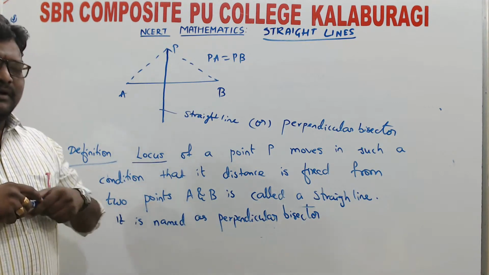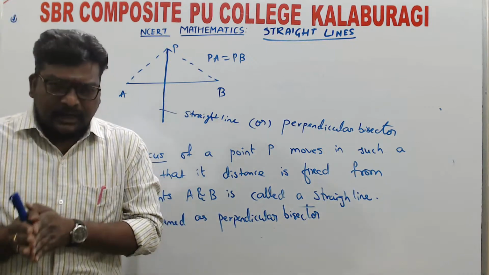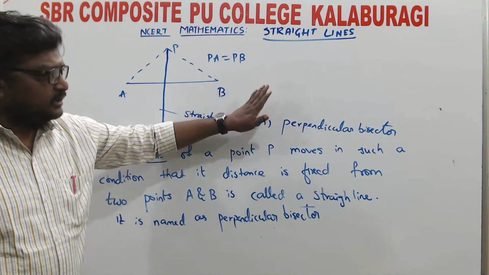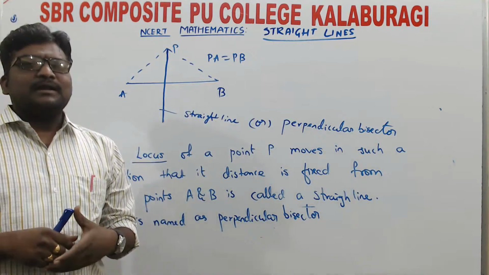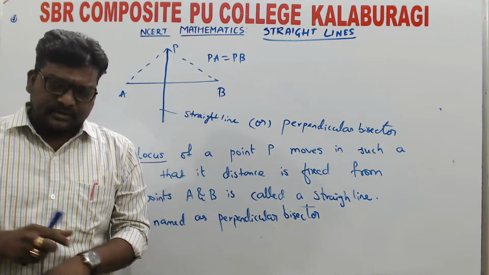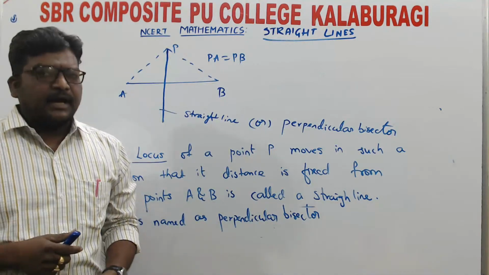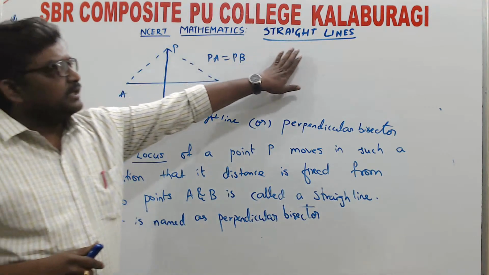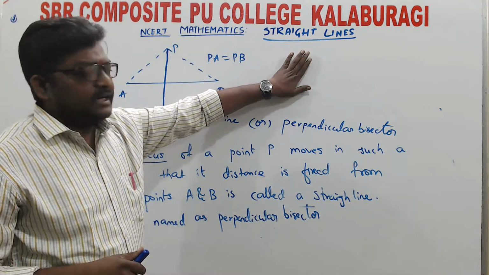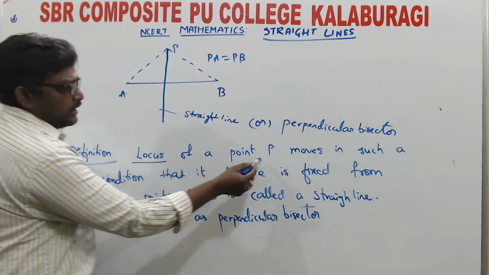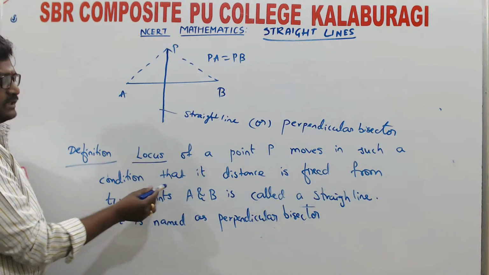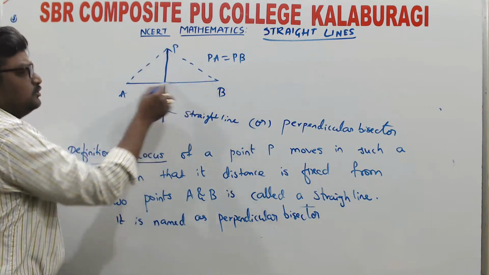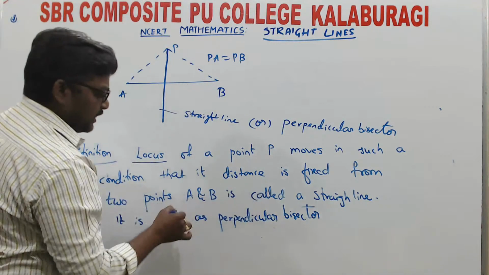Until now, what have we learned? Coordinate geometry: in the coordinate system, how to represent the points, first coordinate, second coordinate, third coordinate, fourth coordinate, and we learned the distance between 2 points, area of a triangle, and section formula. And now we have seen the definition of the straight line. The definition of the straight line is nothing but the locus of a point P that moves in such a condition that its distance is fixed to 2 points. It is called a straight line.